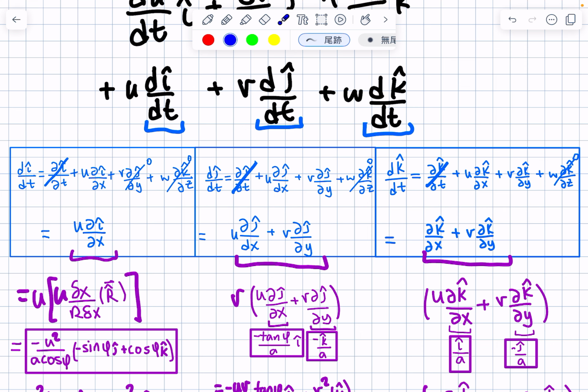And i, the vector, is defined as, if we have x, y, and z, i is in this direction, j is in this direction, k is in this direction. The unit vectors never change in time. So that will always be 0.